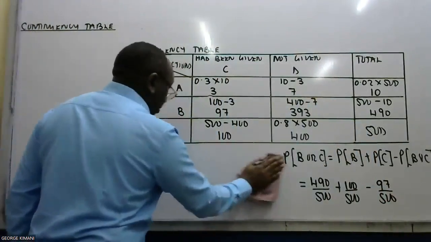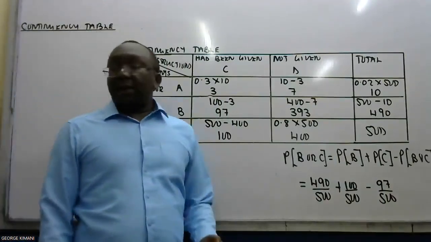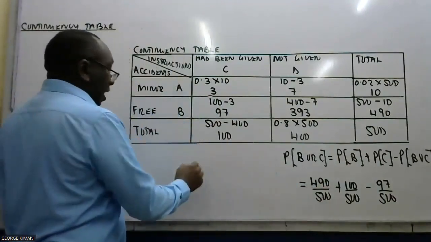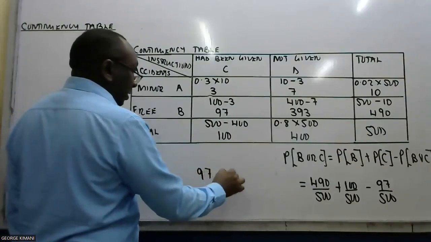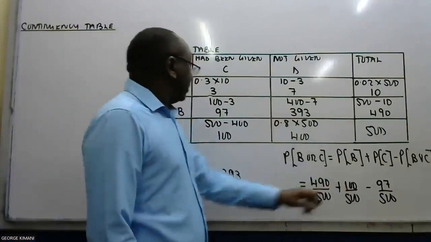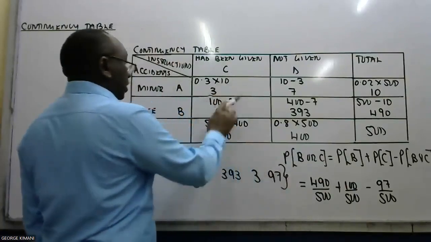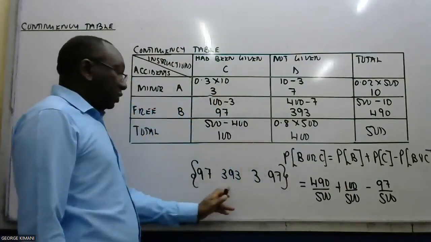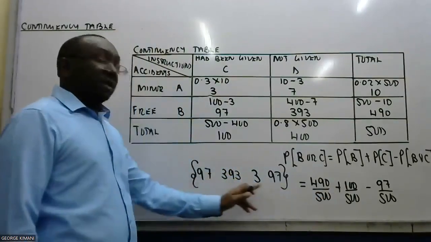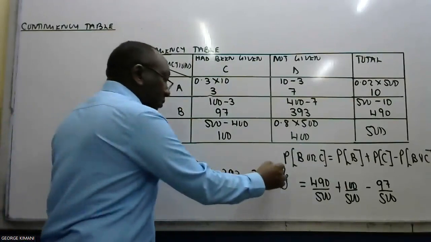Now, when we looked at set theory, I told you an element can only appear once. If you look at this 490 here, the 490 is made up of 97 and 393. So this 100 is made up of 3 and 97. This and this. So if you were to put it this way, remember this is the unit because of the class, then you can see 97 is appearing twice. And we said no member should appear twice. That's why this one must be removed.